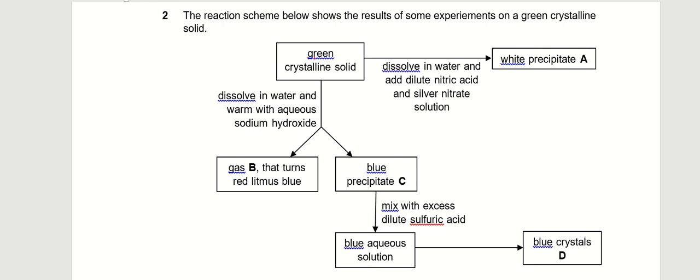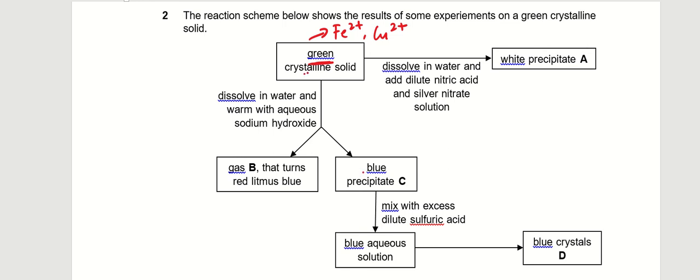Now it says here we have green. Green could indicate the presence of iron 2 plus. Maybe it could also be copper 2 plus, because some copper salts are actually green. Not necessarily all copper salts are blue. Okay, so that gives us some indication.